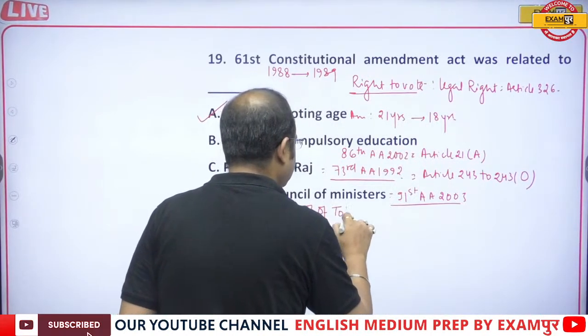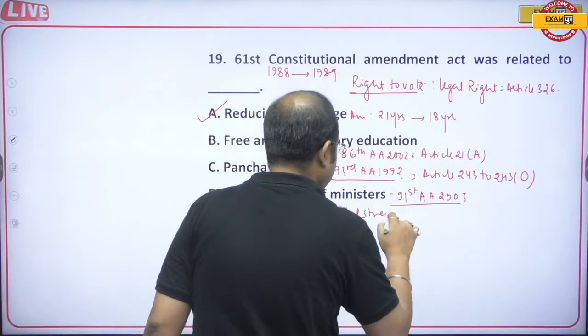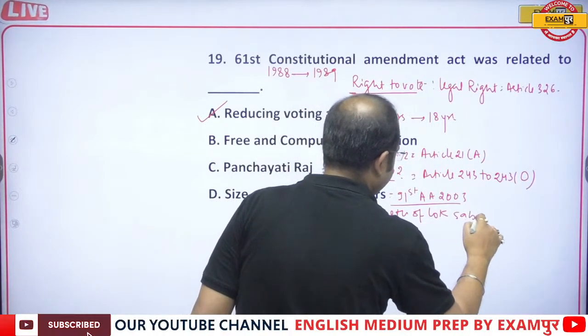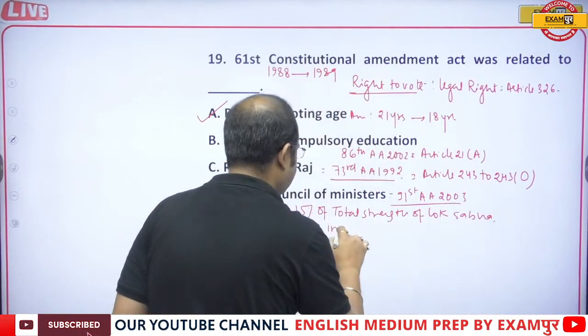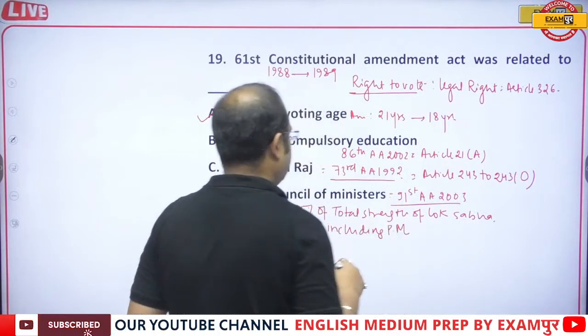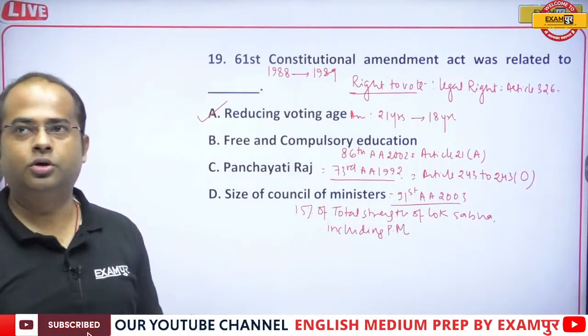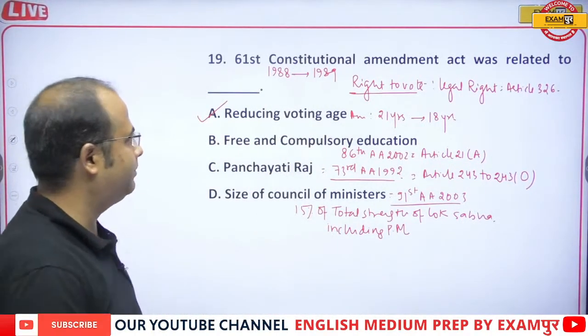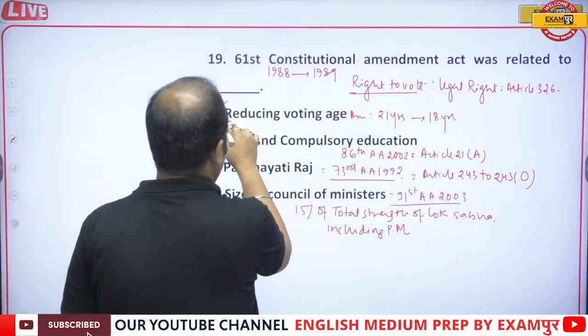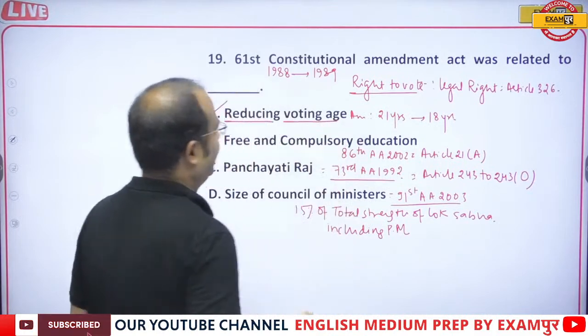15% of the total strength of Lok Sabha, including Prime Minister, that is the size of the Council of Ministers. So, the correct answer will be reducing the voting age.